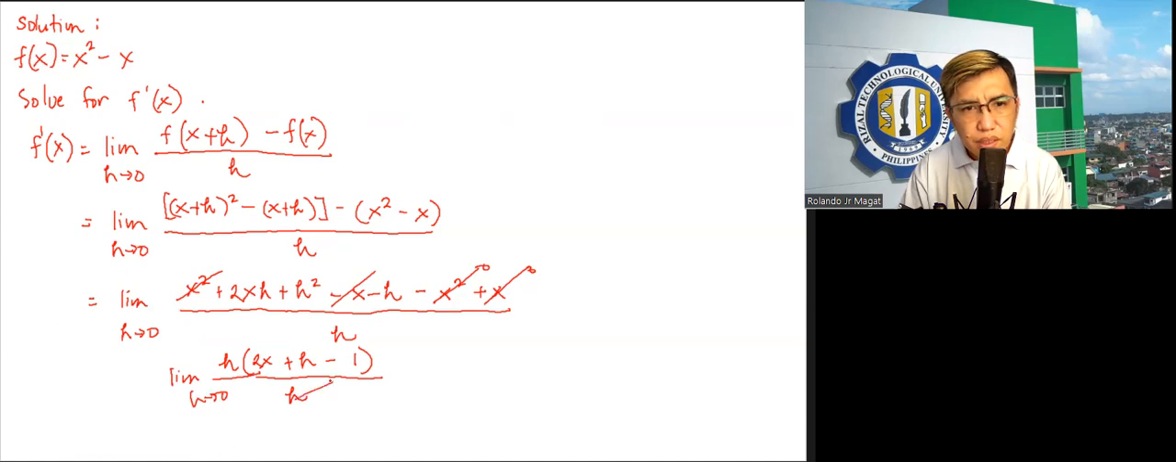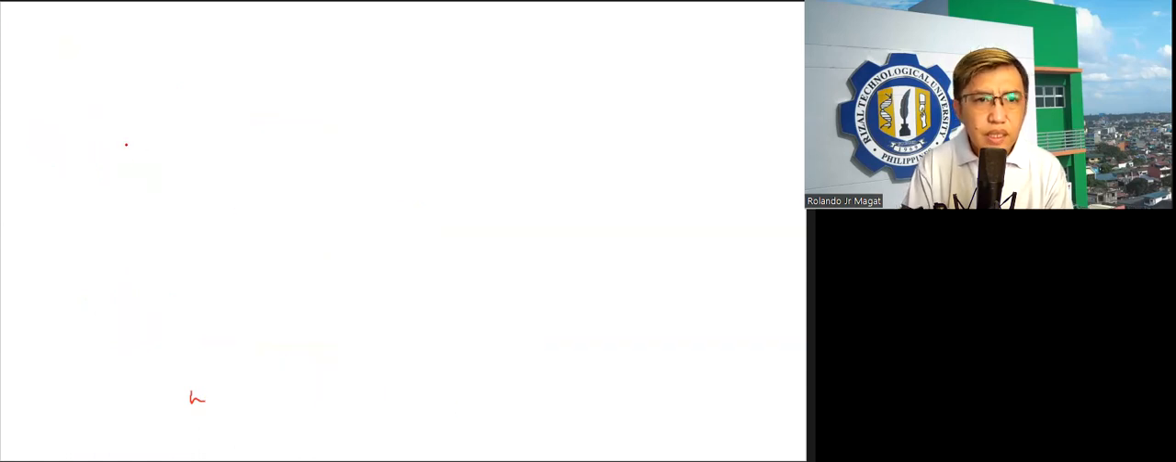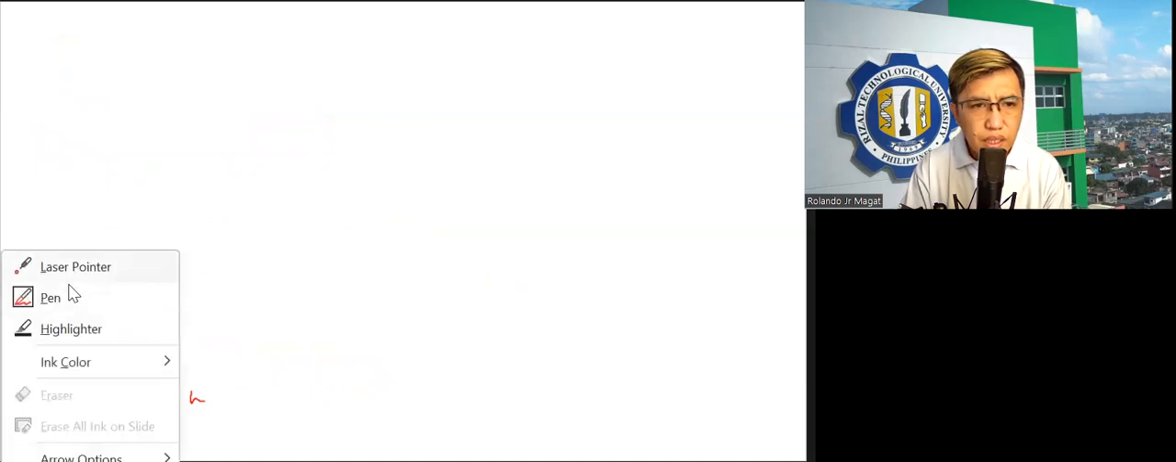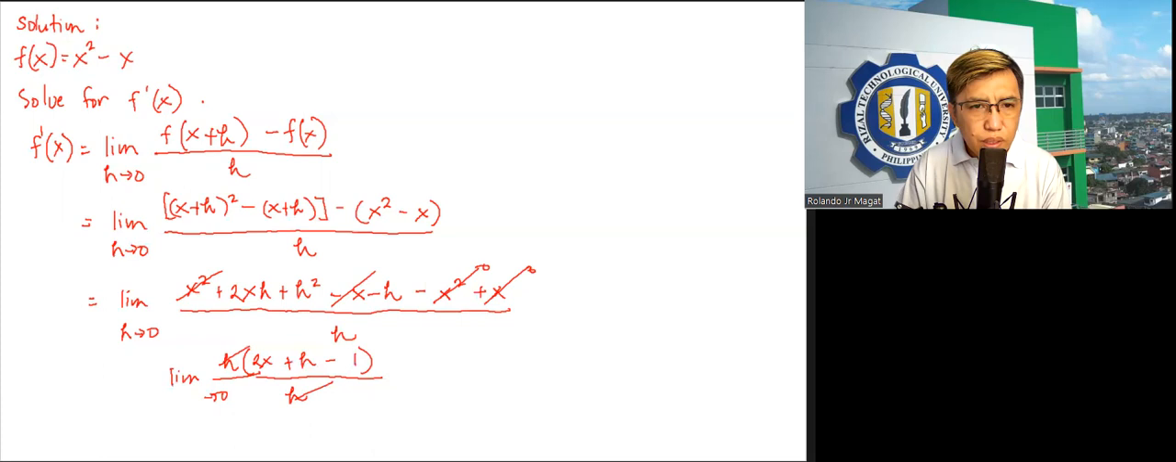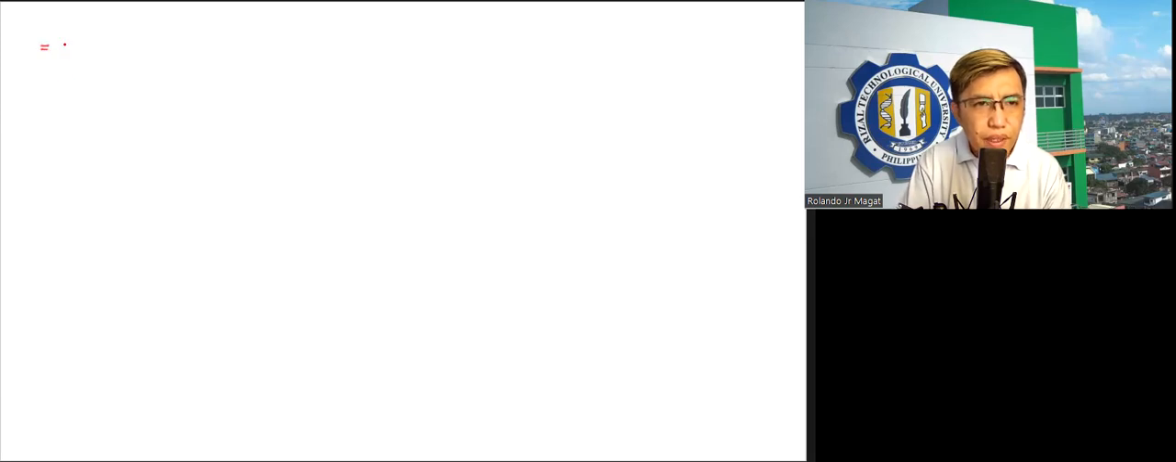Okay? Cancel. So what we have is to evaluate 2x plus h minus 1 when h approaches 0, then we have 2x minus 1. Okay? So we know that f prime of x is equal to 2x minus 1.